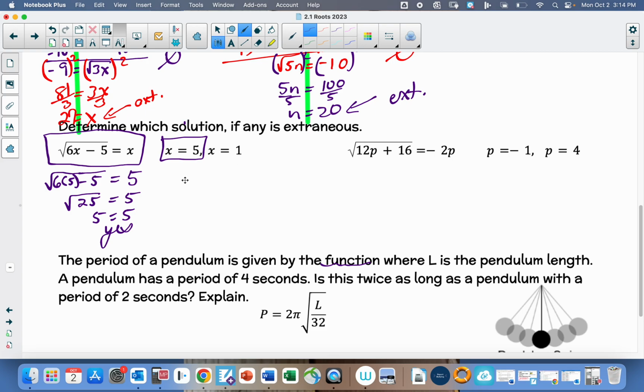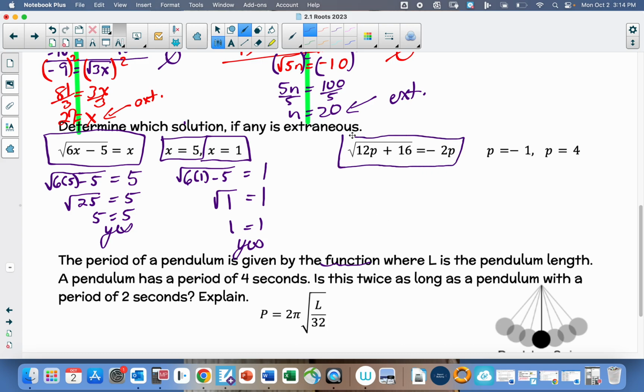Now let's try 1. Is the square root of 6 times 1 minus 5 equal to 1? Well, is the square root of 6 take away 5 is 1. Is the square root of 1 equal to 1? Yes. So both of these are solutions. Neither one of them is extraneous. Let's go over here and take a look at this one.